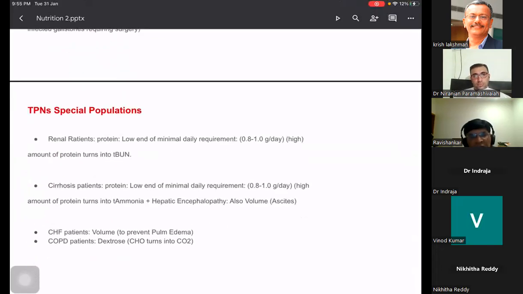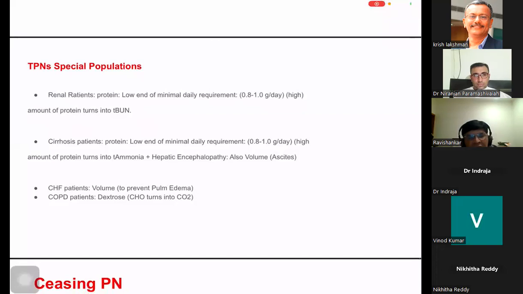TPN in special populations. In a renal patient, generally the proteins are metabolized into ammonia and lead to formation of excess urea and azotemia. To prevent this, we provide the minimal daily requirement of proteins, 0.6 to 0.8. And in a cirrhosis patient, as the urea cycle cannot happen, the ammonia may lead to hepatic encephalopathy, so the protein requirement should be minimized to 0.6 to 0.8 grams per day.